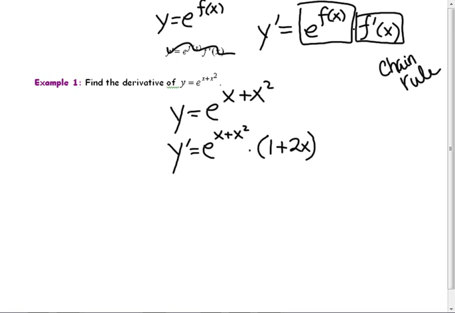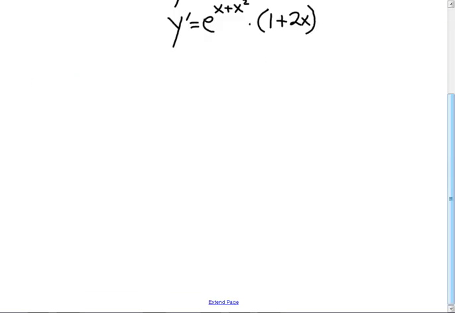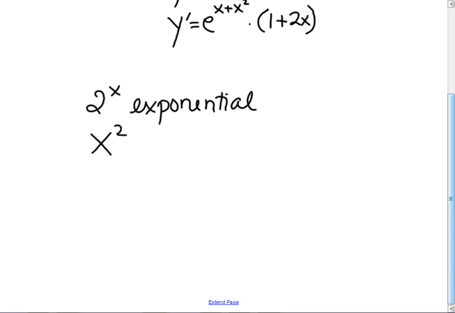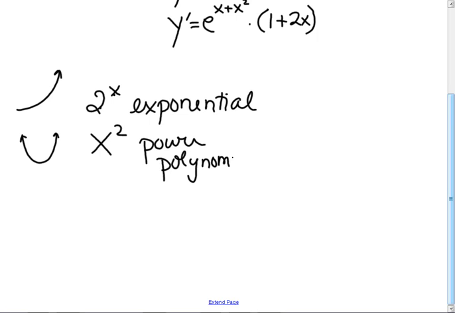Now, e to the x is an exponential. 2 to the x is an exponential. Don't get that confused with x squared. They look the same, don't they? Pretty close, but they're not. Okay, Natalie? 2 to the x is an exponential, looks like this. X squared looks like this. This is a power. In particular, it's a polynomial. So be careful with that.